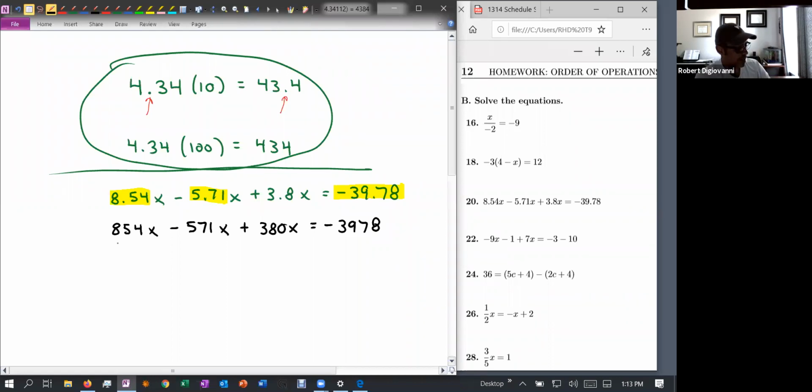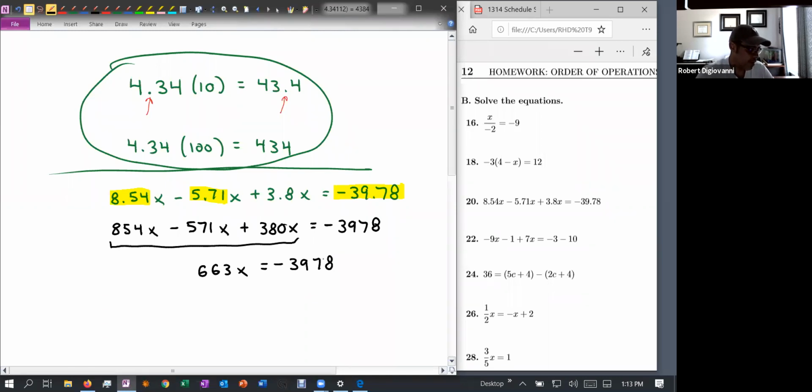Now, when I collect like terms, I can put all those together because they're all x's. So I could do 854. I'm going to use my calculator for this. 854 of them, take away 571 of them, add 380 of them. If I do the left side, I should get 663 x's equals negative 3,978.